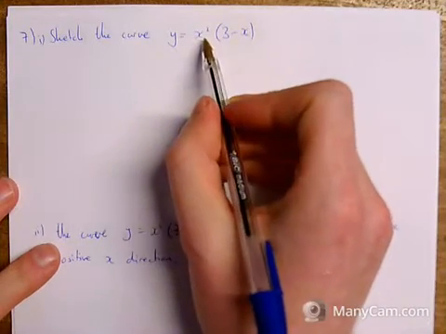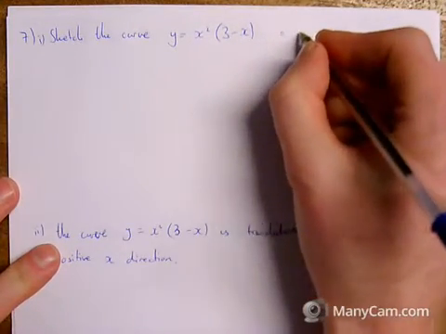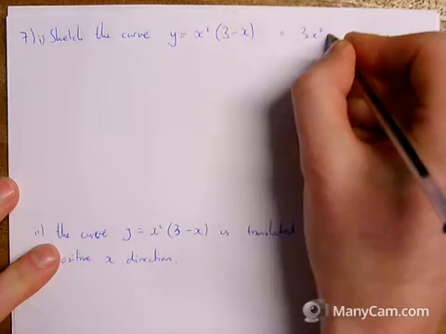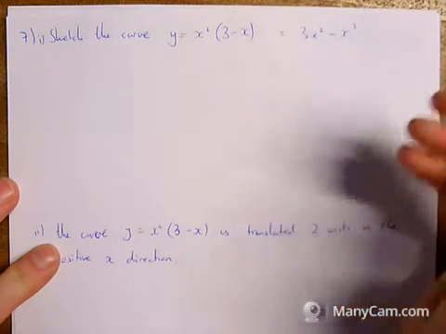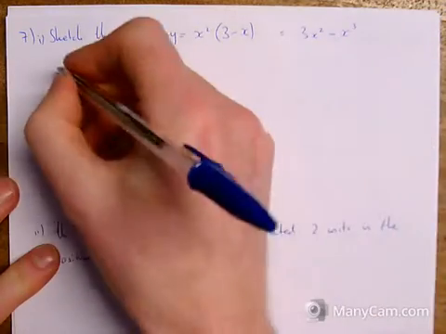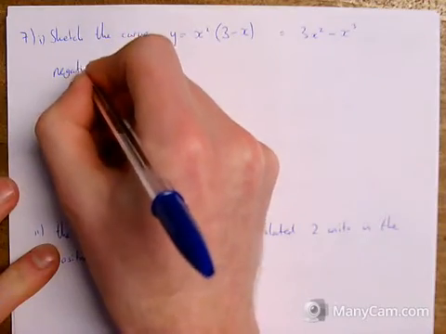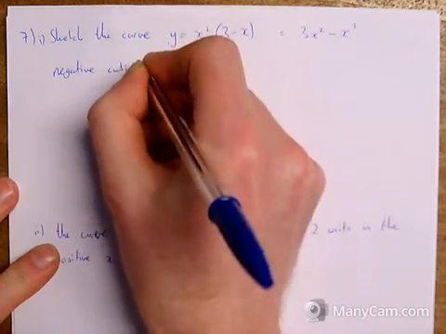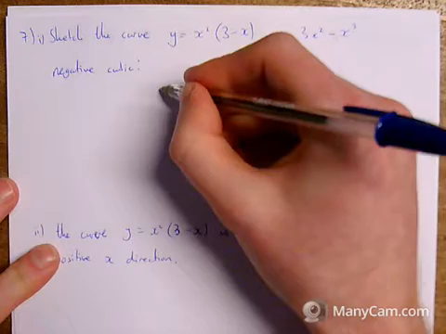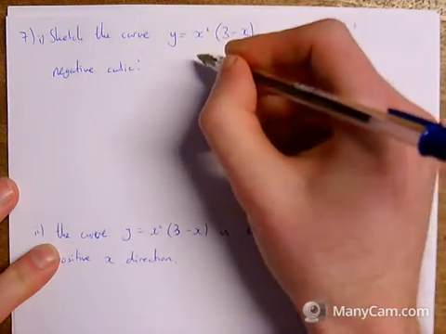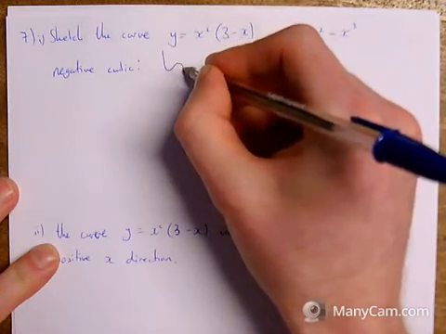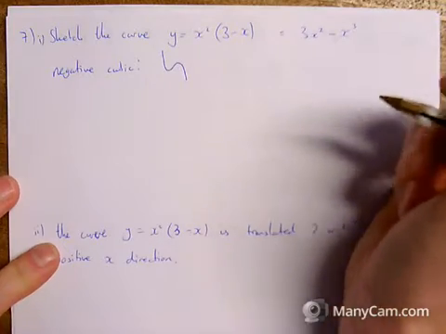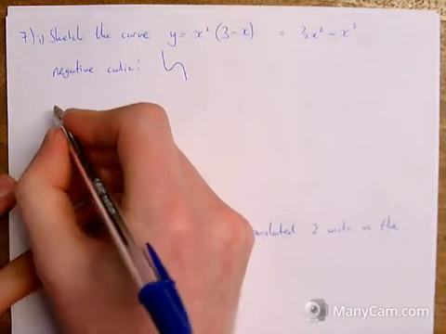So hopefully you can see that if I expanded this out, I would end up getting 3x squared minus x cubed. So it's a negative cubic graph. And a negative cubic shape, rather than being the normal cubic, just flips around, so it's going to look something like that. And now I need to look at where it crosses the axis.